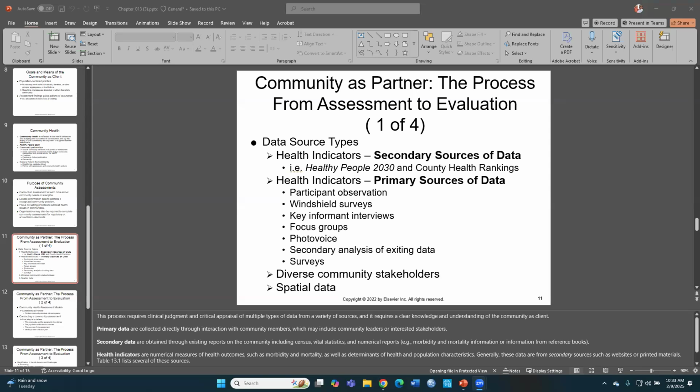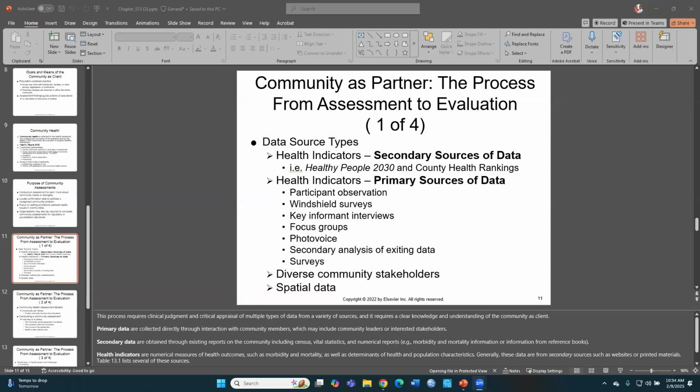And assessment of the community is going to begin with defining the community that we're studying. So again, the community can be geographic, it could be demographic, or it could be a common interest, which is a functional community. So when we look at gathering data, measures of health status come in various forms. We can get data from like the US Census Bureau, the CDC. Those are collected by somebody else, which is known as secondary data. They're obtained through existing reports on the community.